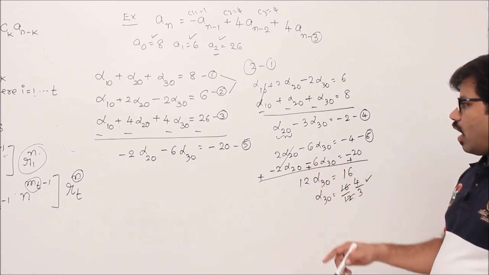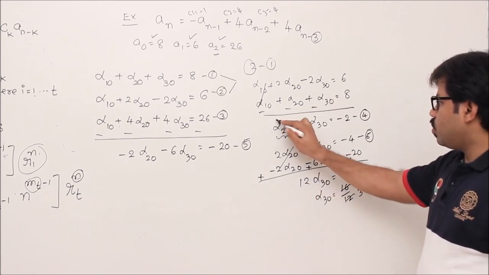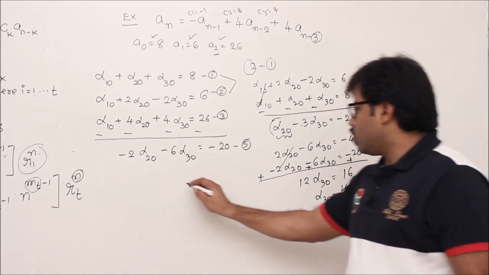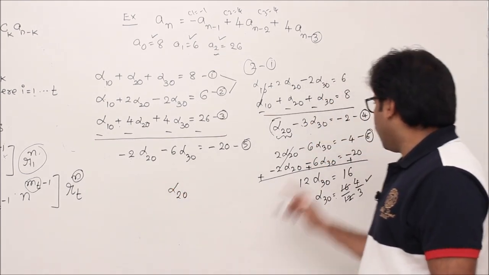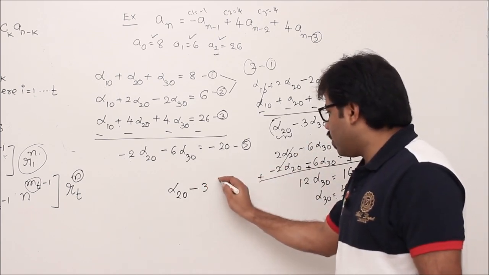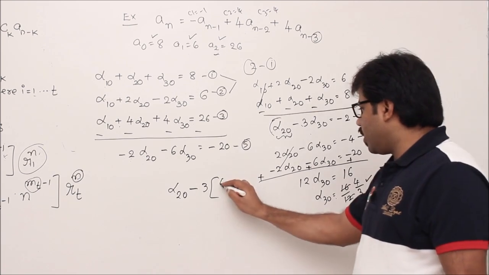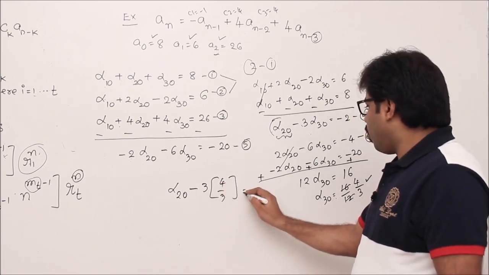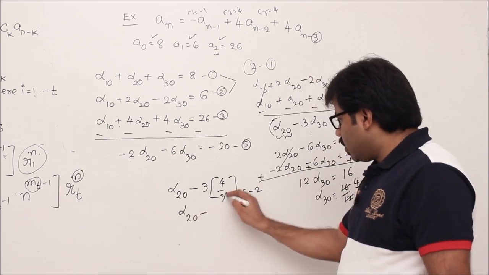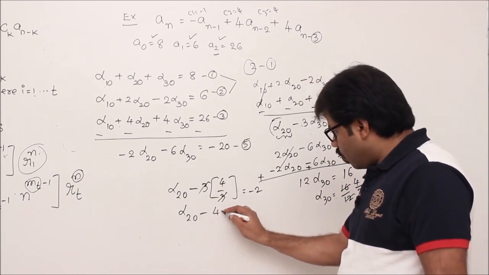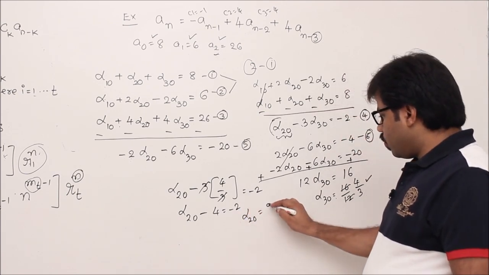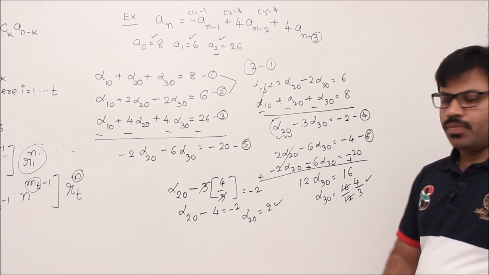Using that I can find alpha 2 0 by substituting alpha 3 0 in this equation. Let me use equation number 4. So alpha 2 0 minus 3 into alpha 3 0. What is alpha 3 0? 4 by 3, equal to minus 2. Then if I simplify, alpha 2 0 minus 3, 3 will be cancelled, minus 4 equal to minus 2. Then alpha 2 0 equal to 4 minus 2, which is 2. So I got 2, right?